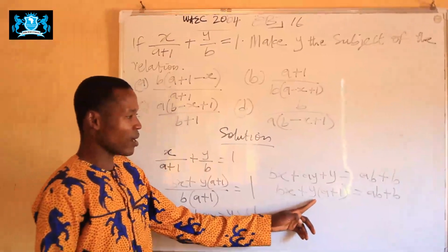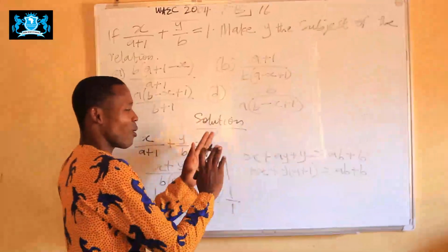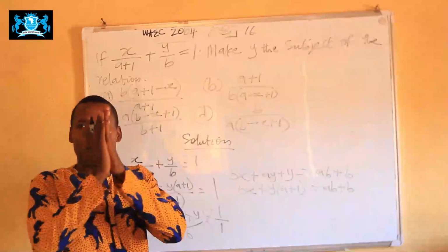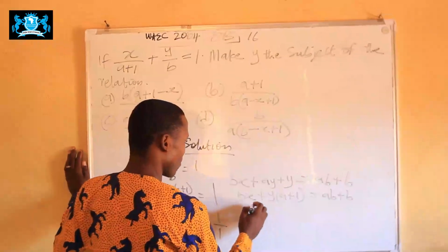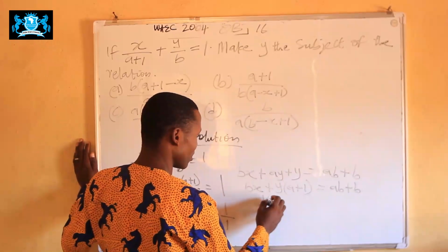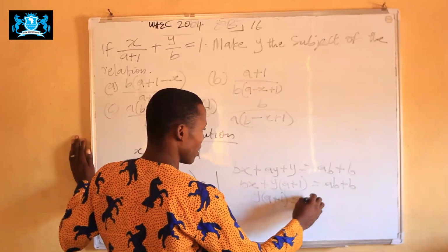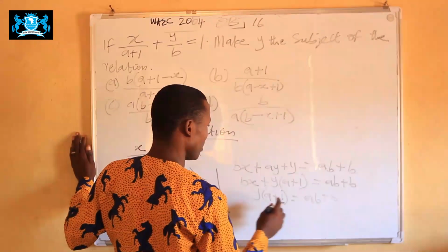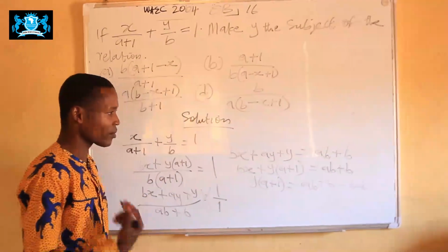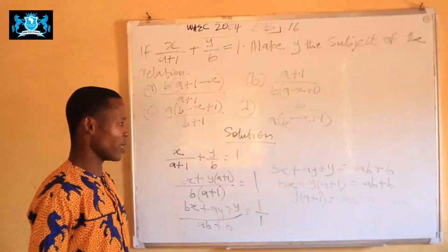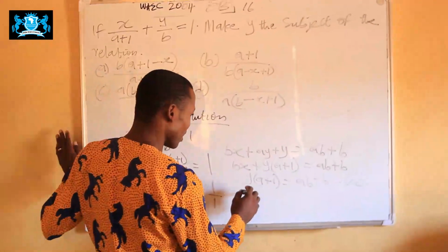Remember, we're trying to make y the subject of the formula, and your goal should be you keep removing things from y until y will be all alone. So we now have to carry this to go to the other side. We'll have y times a plus 1 equals to ab plus b, and this is coming minus bx. Oh, you get? Oh, you are following?